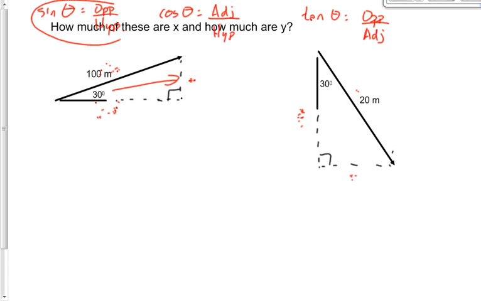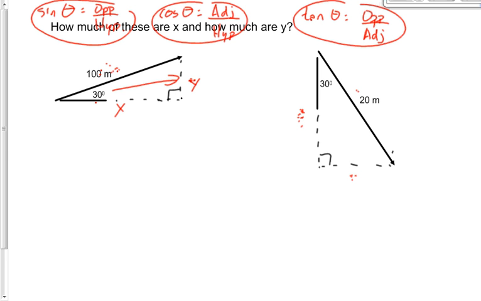Now, we're going to use one or more of these trig functions to find how much of that 100 meters is x component and how much of that 100 meters is y component. What variable do we have in that triangle given to us already? Is it opposite, adjacent, or hypotenuse? It's the hypotenuse. So we're not going to use tan, because tan doesn't have hypotenuse in it. We're going to use either sine or cosine.